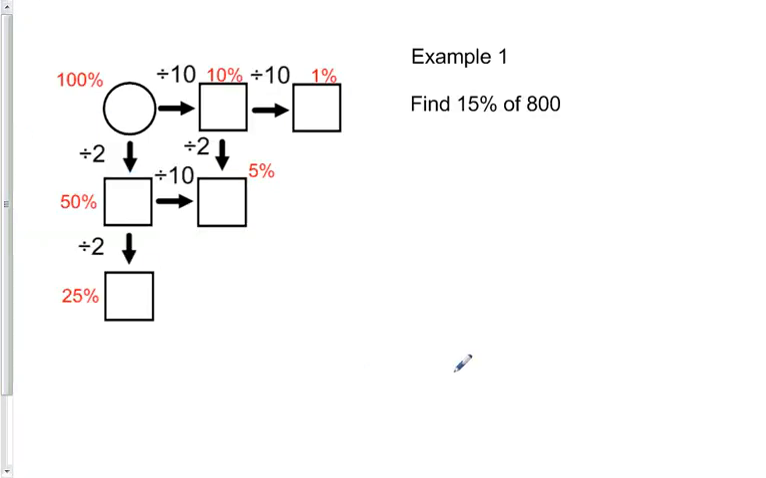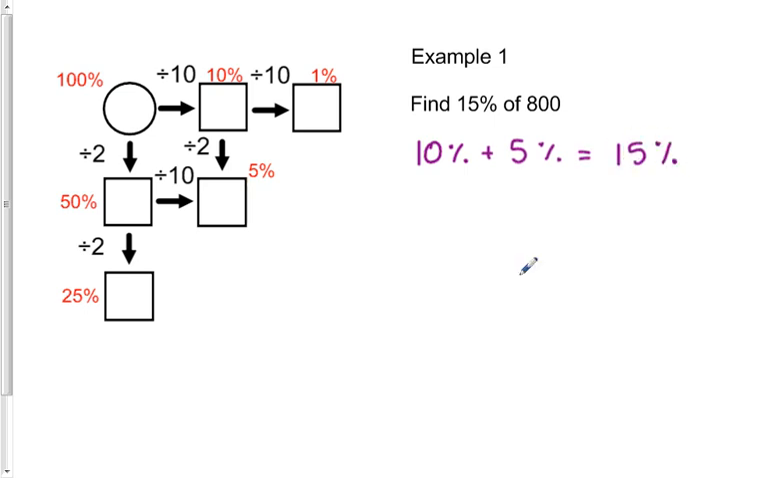So, example 1 says to find 15% of 800. Well, knowing that we can only use 10, 1, 5, 50, and 25, we need to think of the largest number there that we can use. Now, the largest number we have that fits inside 15 is 10%. So we know we're going to need 10%, and then we still need to add on another 5%, so we can use our 5% as well. 10% plus 5% is 15%.